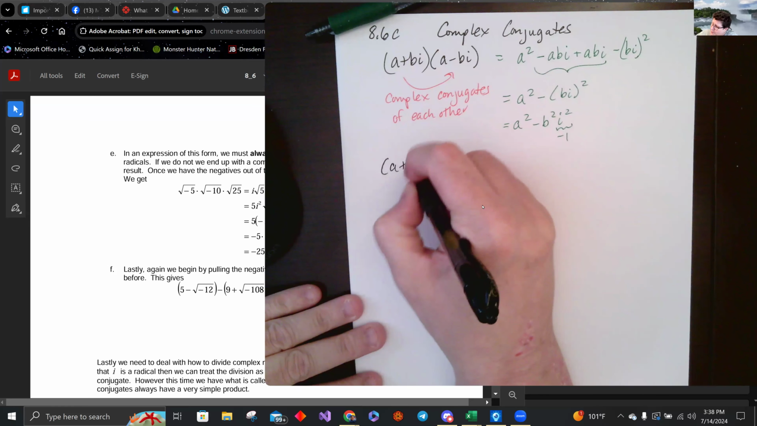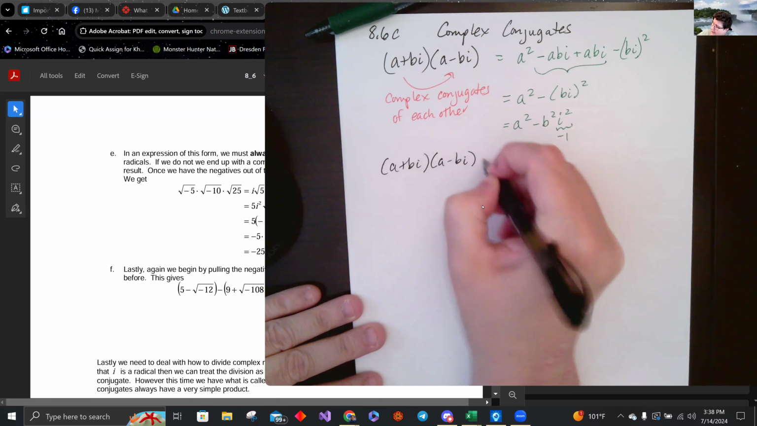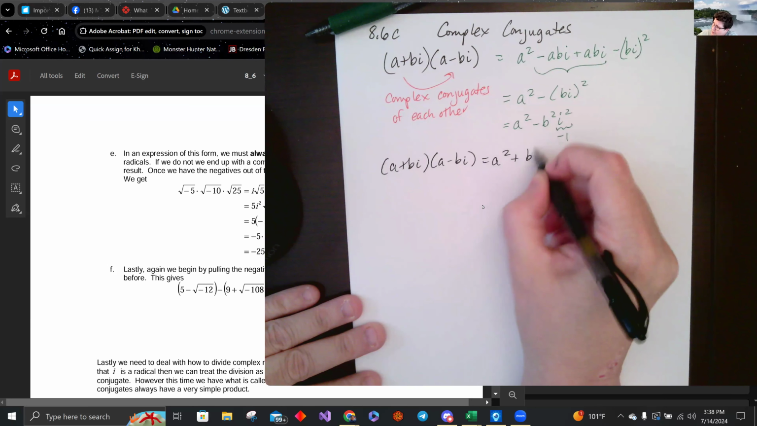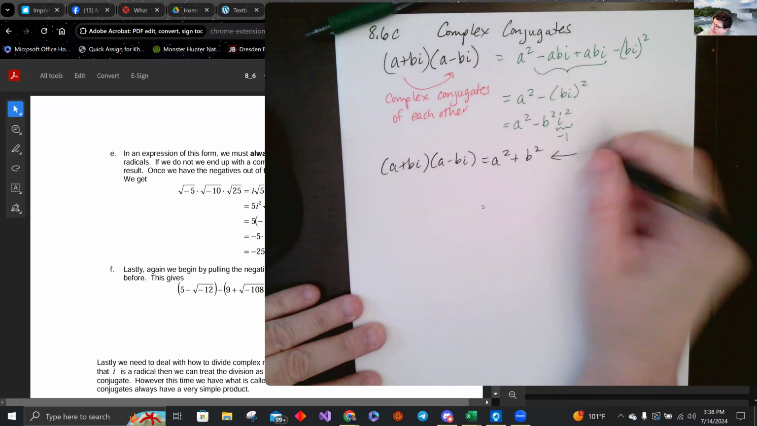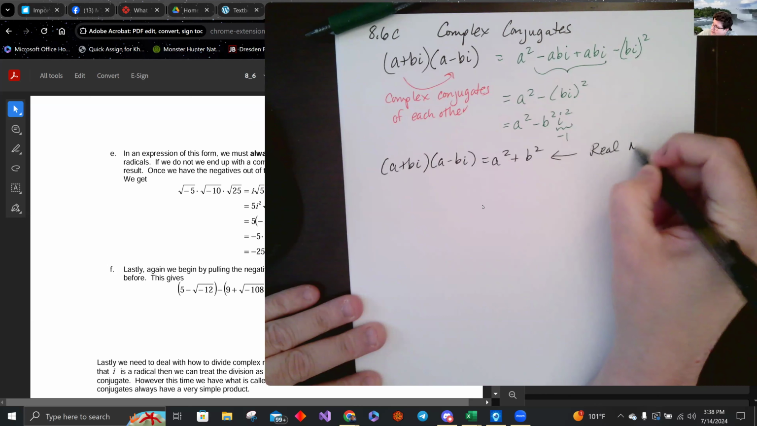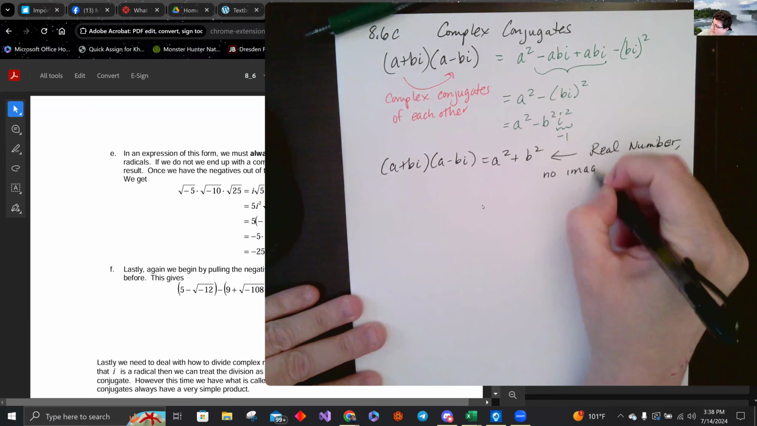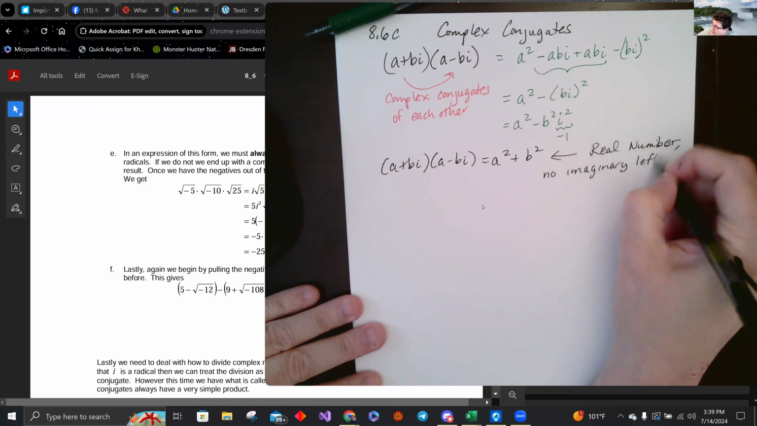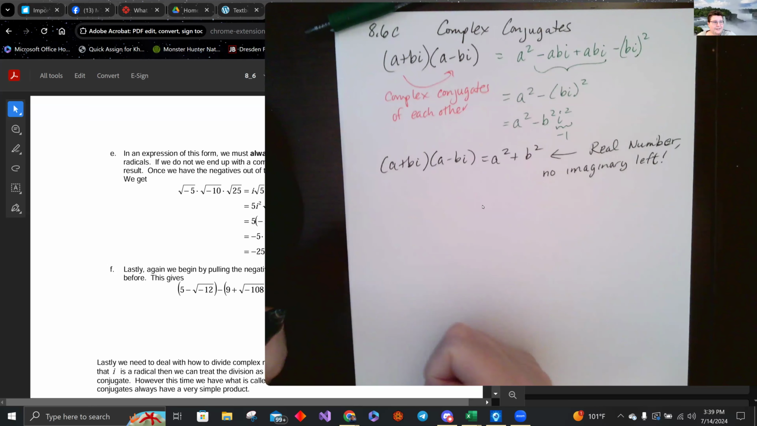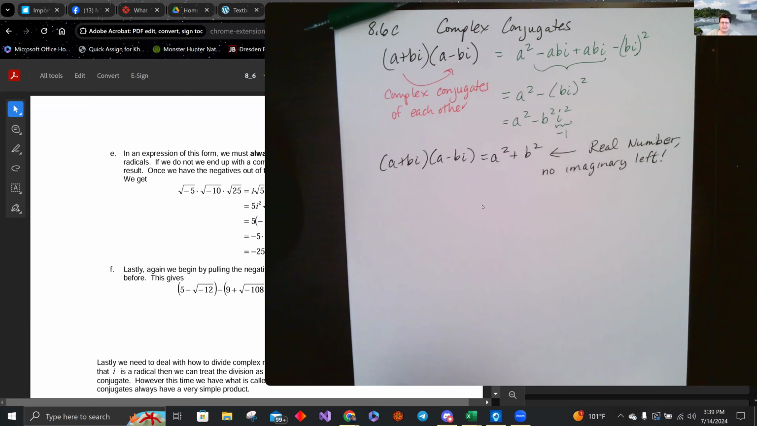So when we have a plus bi and a minus bi, we just end up with a squared plus b squared. And this is a real number. There's no imaginaries left. That's good stuff. This is similar to when we did the radicals, and the radicals canceled each other out. We had conjugates with the radicals because i is a radical.